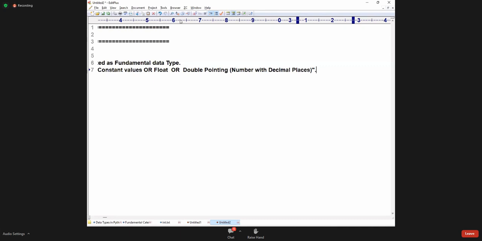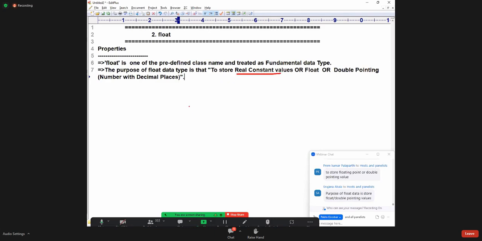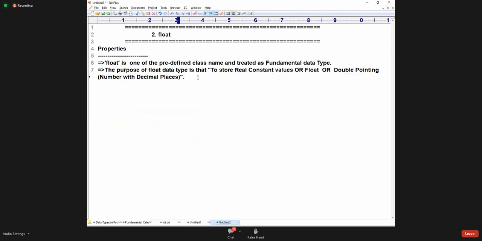Take care. All of you follow me carefully. So what is a real constant value, students? Anything in the form of P by Q, where Q is not equal to 0. For example, 22 by 7 is 3.1417, such a big number will come, or not? 3 is called the integer part, and 141 etc. are called the decimal part. Any number having an integer part and a decimal part is called a real constant value, or float, or double point value. That is numbers with decimal places.